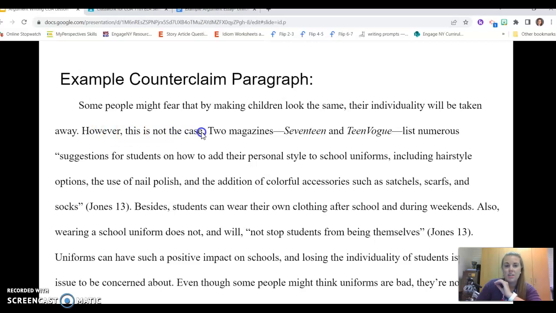However, this is not the case. Two magazines, 17 and Teen Vogue, list numerous suggestions for students on how to add their personal style to school uniforms, including hairstyle options, nail polish, and the addition of colorful accessories such as satchels, scarves, and socks. Besides, students can wear their own clothing after school and during weekends. Also, wearing a school uniform does not and will not stop students from being themselves. Uniforms can have such a positive impact on schools, and losing the individuality of students is not an issue to be concerned about. Even though some people think uniforms are bad, they're not. So I acknowledge, hey, here's why some people might not want uniforms, but here's why they shouldn't worry about that, and here's why I'm still right.